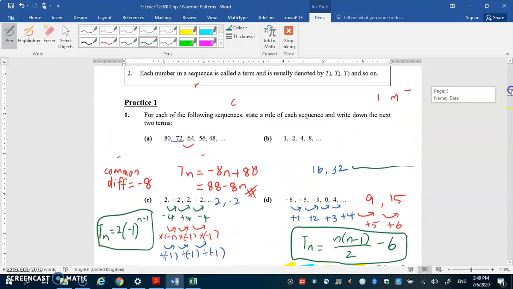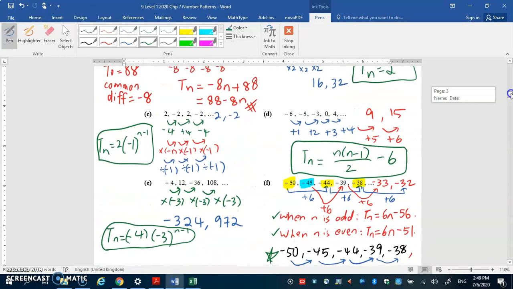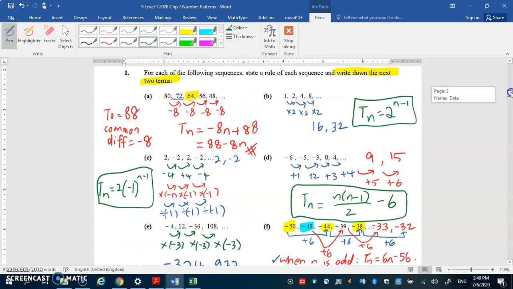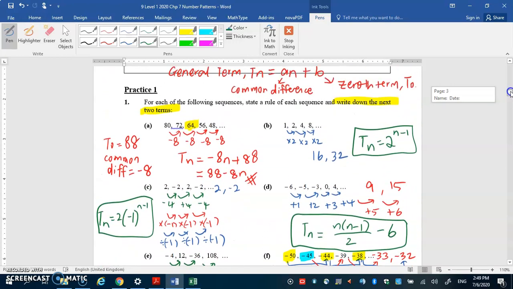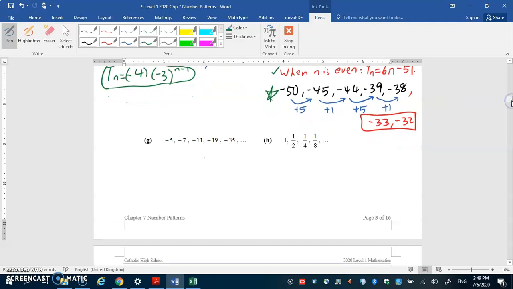So moving on to part... Oh, I just realized something. I didn't give you the next two terms for part A. Okay, the next two terms for part A, right? Minus 8, then after that you will have 40, then 40 minus 8, 32. Okay, so if you didn't write that down, just write that down. My gosh. Okay, moving on to the next part, which is part G.